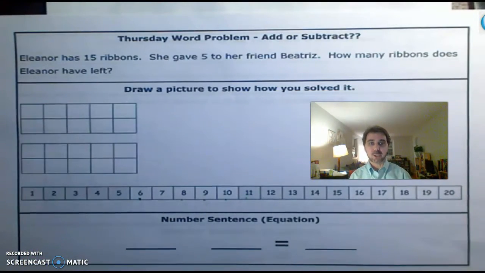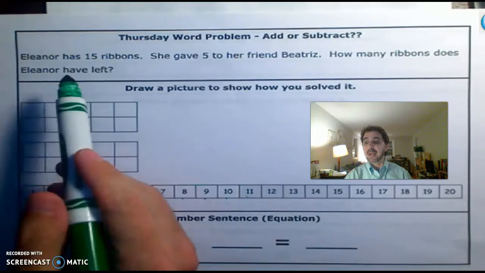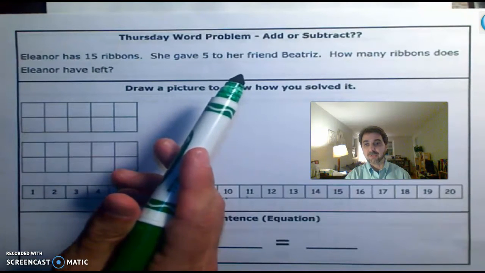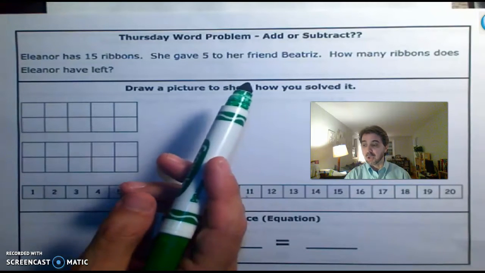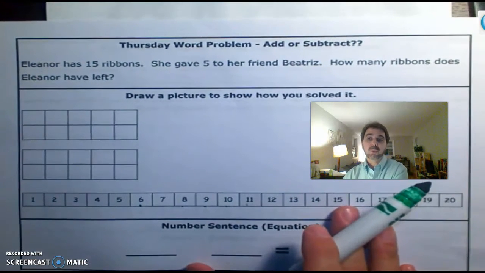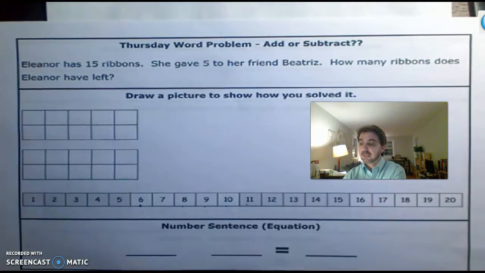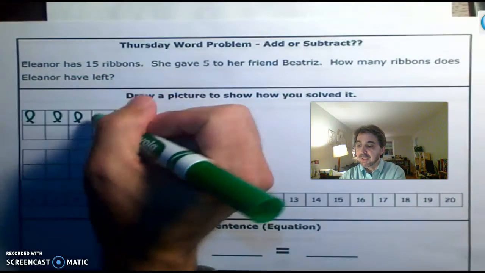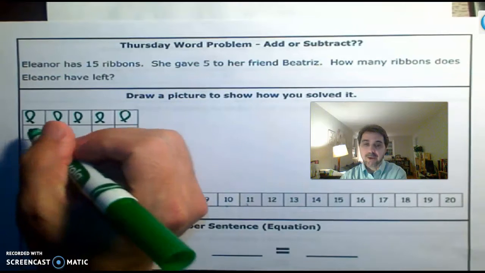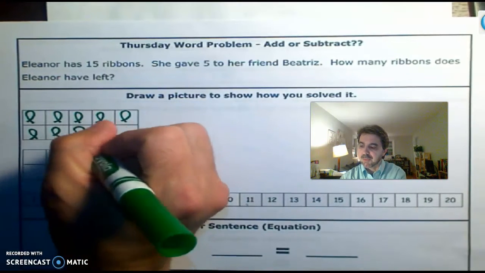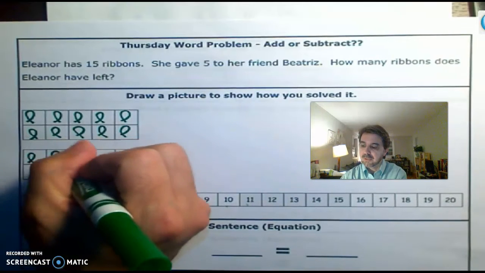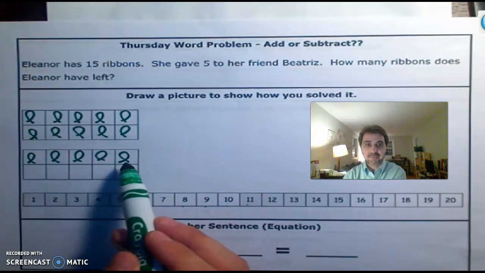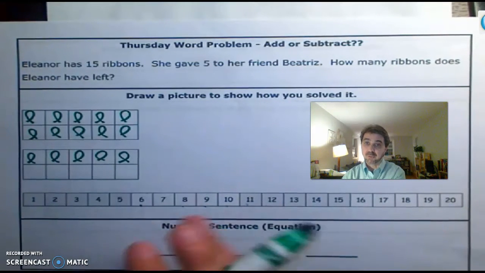So yesterday you were doing a problem with Eleanor, who had 15 ribbons, and she gave 5 to her friend Beatrice, right? So how did you end up solving that? So one way you could have done it was to draw some ribbons, right? I don't know if these are really ribbons, but I'm doing my best. So that's 10, 11, 12, 13, 14. So there's 15 ribbons, right? Now she gave 5 of them to her friend Beatrice. We don't know why, but she did.